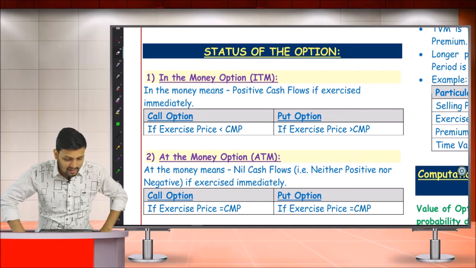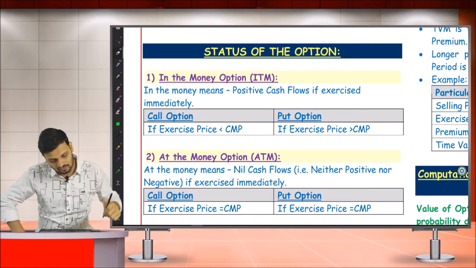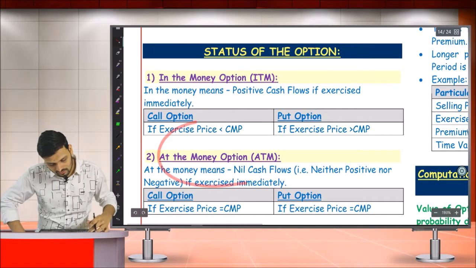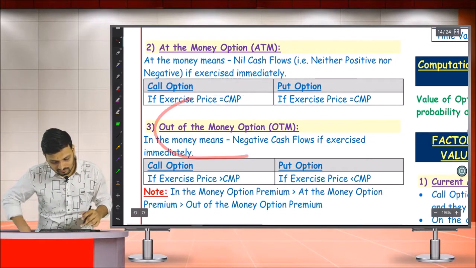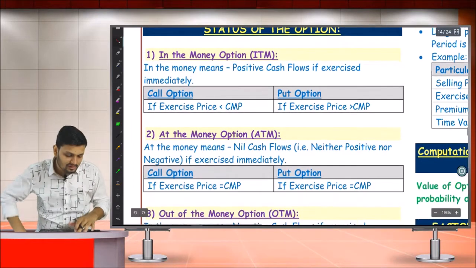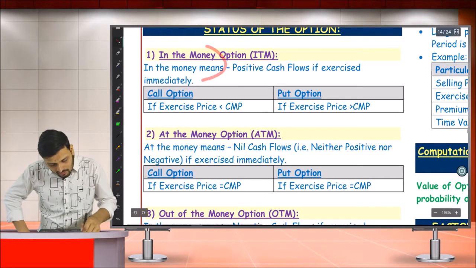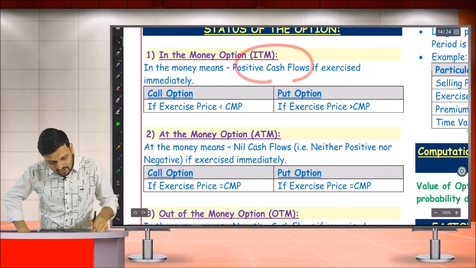Next, we will try to understand status of the option. In the money option, at the money option, out of the money option. Let me first try to explain you what is in the money. In the money means positive cash flows if exercised immediately.